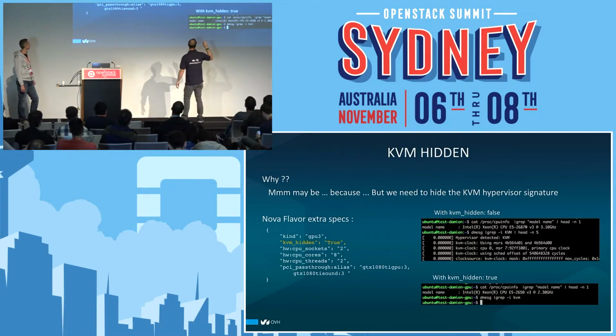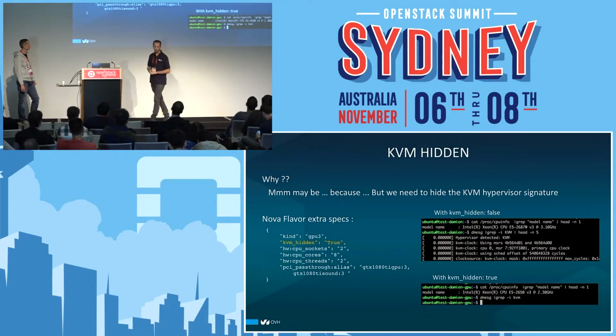So what happens? On the top, you see what happens in the VM if you don't have KVM hidden. A simple dmesg grep will show you the hypervisor detected, which is KVM on our side. And if we activate it, it will completely hide the fact that the VM is running on a KVM hypervisor. The only thing it does is hide the hypervisor concept. It has been ported to Pike, I think, and it's merged in, with the hide hypervisor ID tag available.